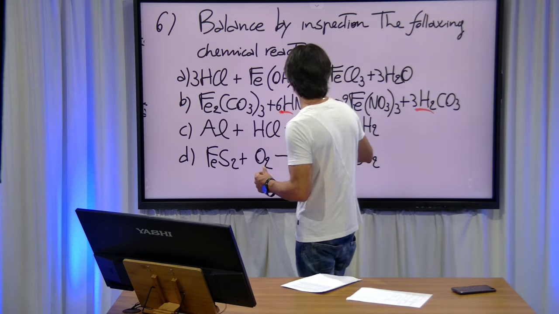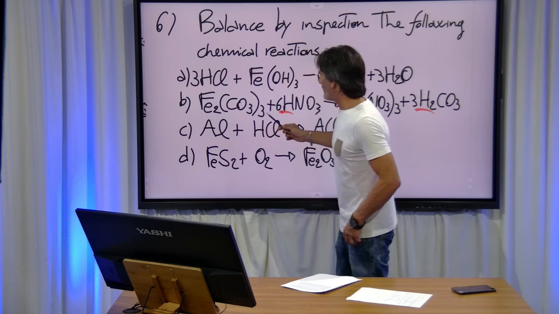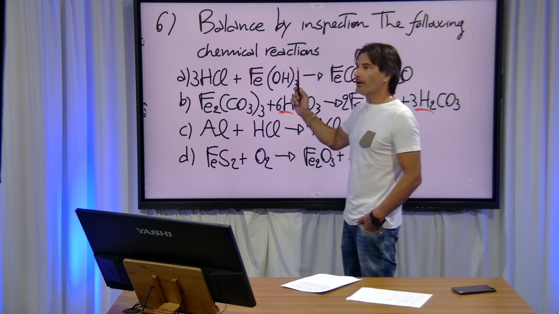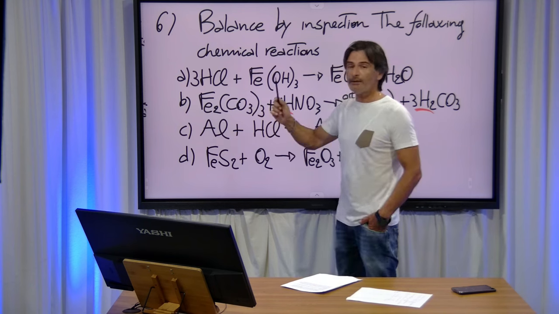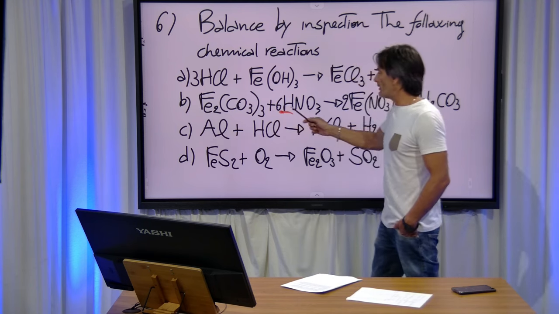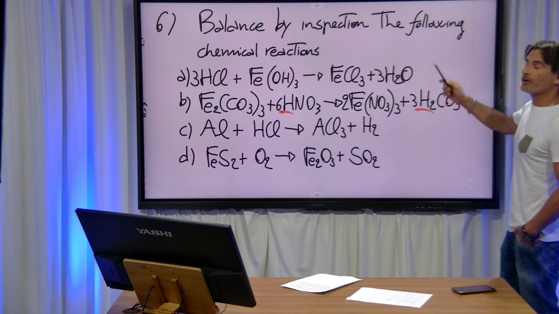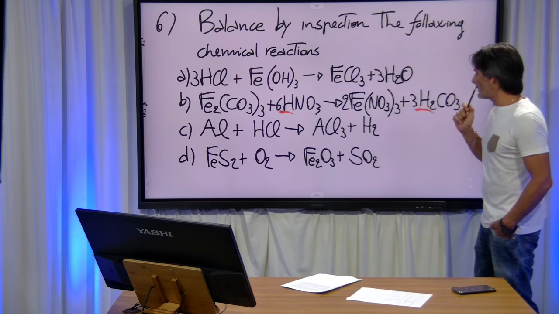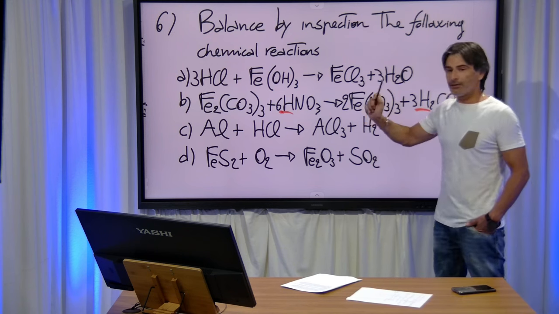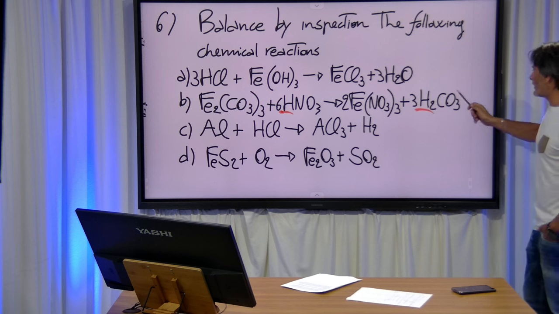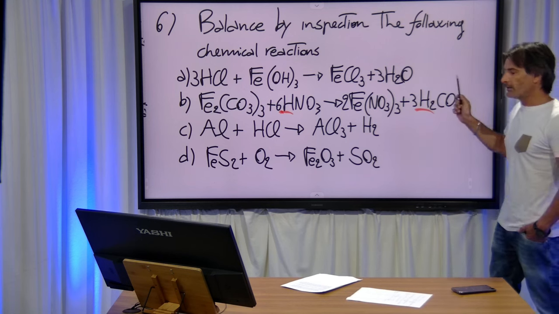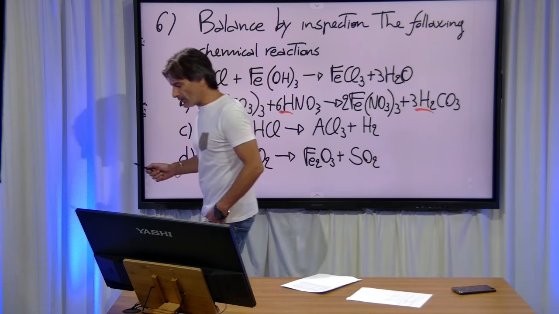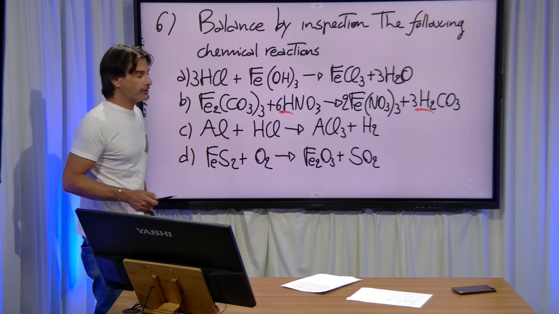Now we can count also the oxygen. Here we have 3 multiplying 3, 9, plus 6 multiplying 3, 18, 18 plus 9, 27 atoms of oxygen among the reactants. And here we have 3 multiplying 3, 9 multiplying 2, 18, plus 3 multiplying 3, 9, 18 plus 9, 27, okay. The reaction is balanced in a correct way.